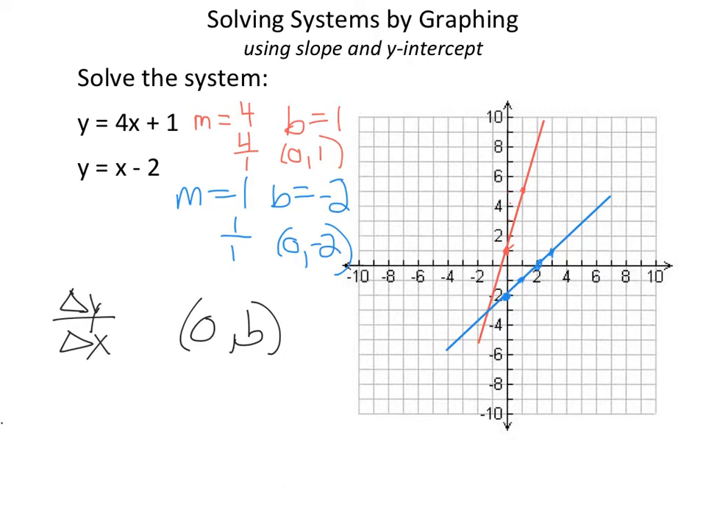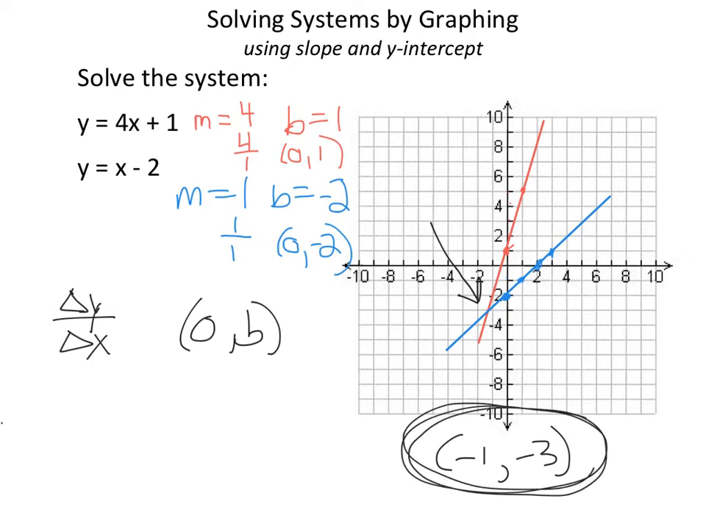Since I graphed both lines, it might feel like I'm done. However, the directions ask for a solution to this system, so I need to identify the ordered pair where the lines cross. I'm referring to this spot right here. I read that spot as -1, 1, 2, 3, -3. It might be a little bit off, but that's probably due to my drawing. So my solution to this system is -1, -3. Now I'm done.